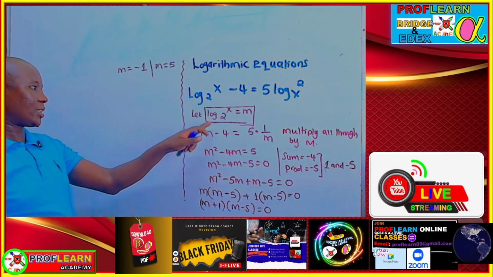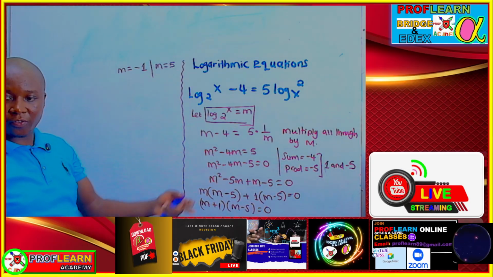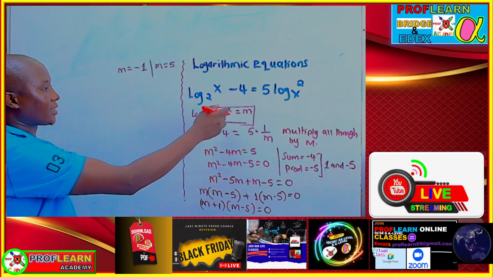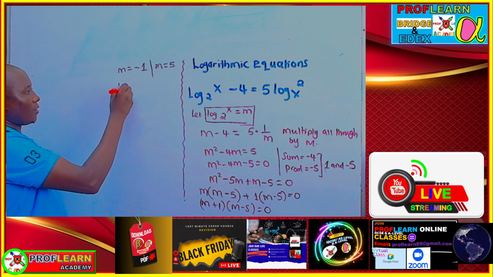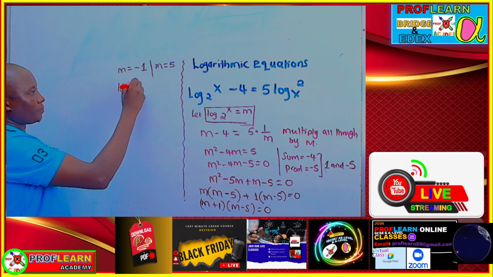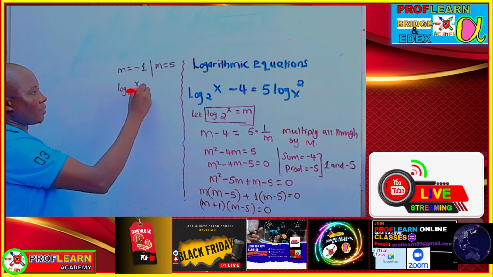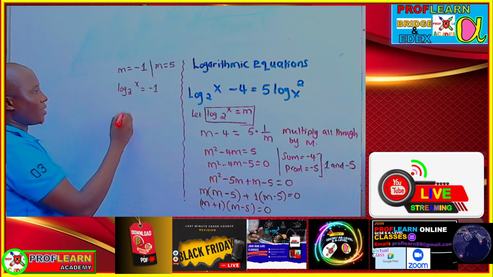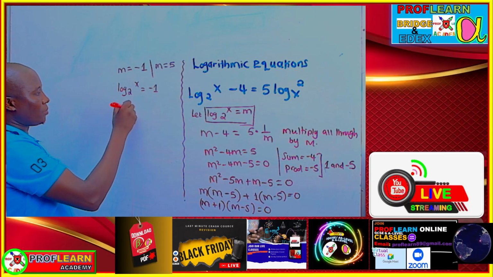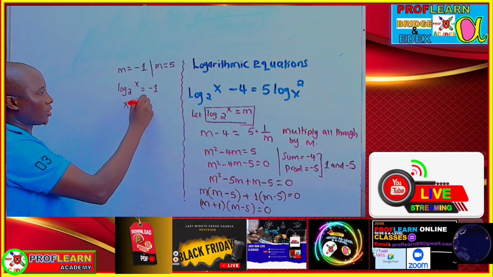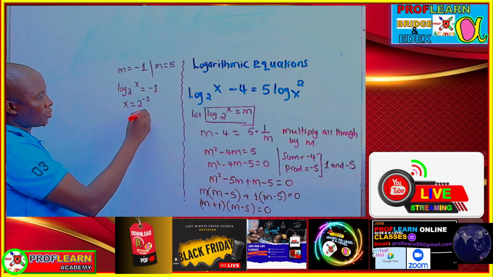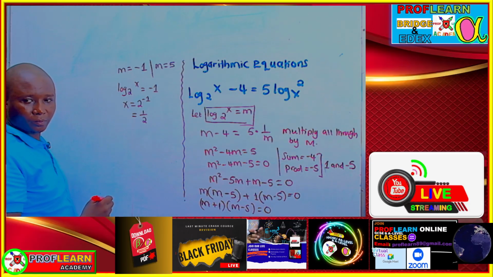So remember we had said log, we are finding x, we are not finding m. We had said log x base 2 is equals to m. So meaning that we can be able to say log x base 2 is equals to minus 1. In index notation, this is going to be x is equals to 2 raised to power negative 1, which is equal to 1 over 2.